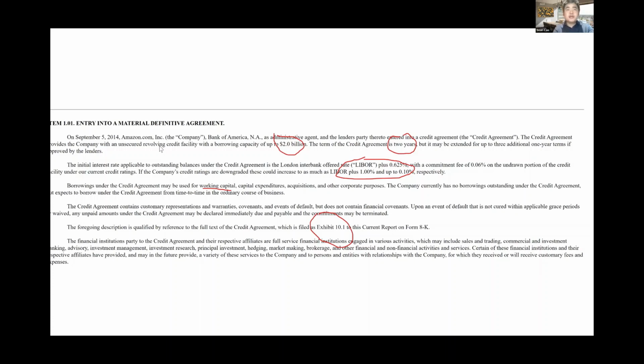So they also explain what the loan is for, working capital. Okay, another beautiful thing is you can get the whole loan contract in the exhibit. So this is like a brief summary of the loan contract. You can get the complete loan contract in the exhibit 10.